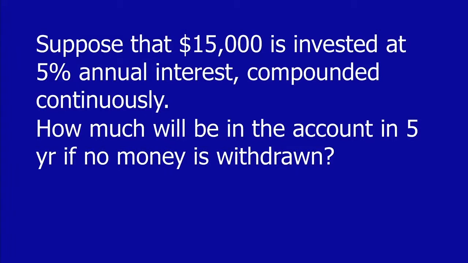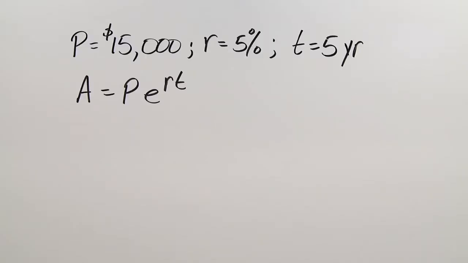Suppose that $15,000 is invested at 5% annual interest compounded continuously. How much will be in the account in 5 years if no money is withdrawn? So I've written the important information down. The principal is $15,000, the interest rate is 5%, and the time is 5 years.